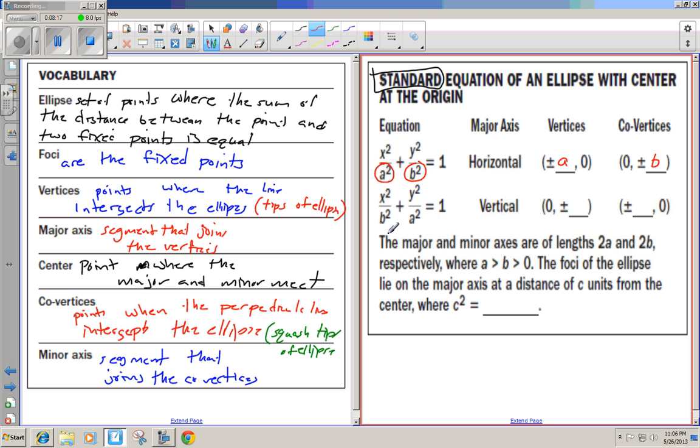Now, if you look here, the major and minor axes are the lengths 2a and 2b, respectively, where a is greater than b is greater than 0. The focus of the ellipse lies on the major axis at a distance of c units from the center, where c squared is equal to a squared minus b squared. All right. Basically, what we're looking at here is that a squared, b squared, one of them will be bigger than the other.